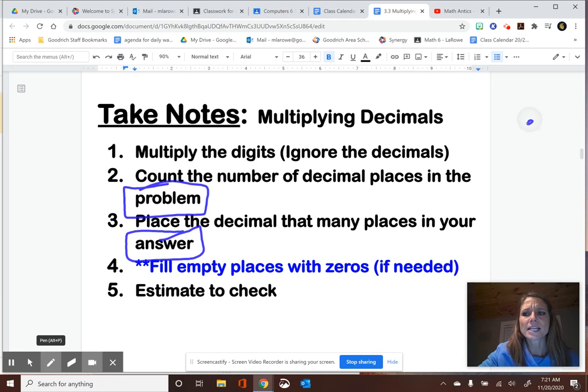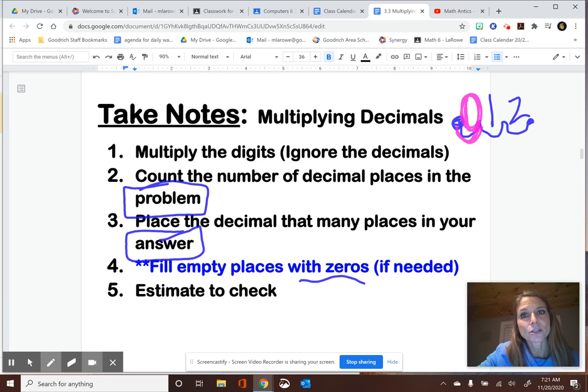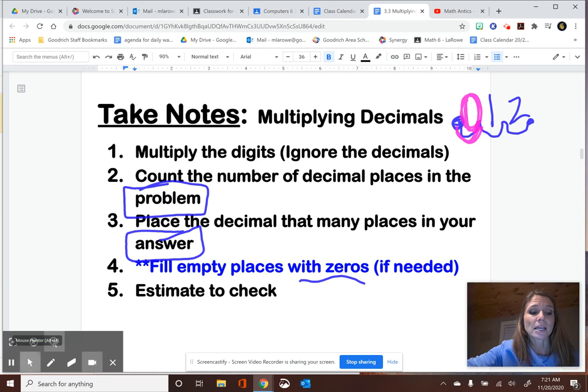So sometimes we'll move our decimal over so much that we have empty spaces. They might only have numbers here and here. And if that's the case, we'll need to fill in the empty spot with a placeholder 0. That way we remember that this problem has tenths, it's just no tenths. We can still do our estimation to check that we multiplied okay and that our decimal is in a good spot. Because as we shift the decimal around, if we get it in the wrong spot, our answer should be off by quite a bit. So estimate to check and make sure that you're good.